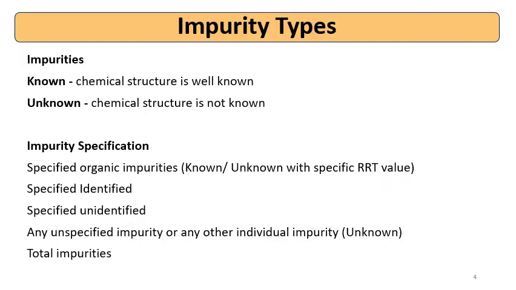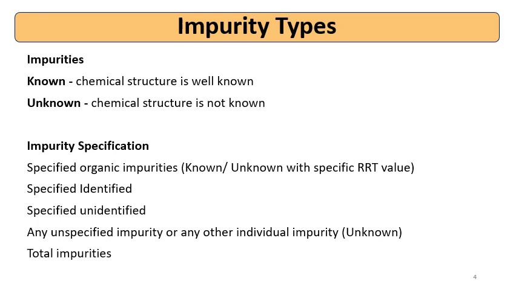So impurities may be known and may be unknown. Known impurities means the chemical structure is known and the name is there. Also, many times the known impurities will have a standard for studying the impurity, that is known as an impurity standard. Then unknown means the chemical structure is not known. These are called unknown impurities, or if the unknown impurity is coming at a specified RRT, at that time it is called a specified unidentified impurity, and the RRT limit or RRT information is given.